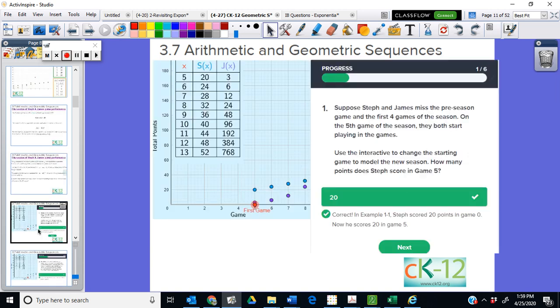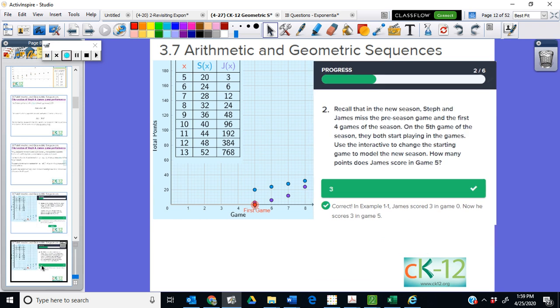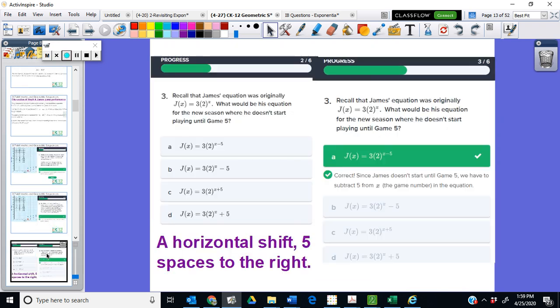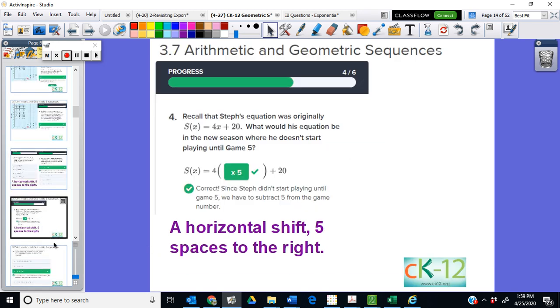Then there are a couple progress questions, and I'd encourage you to look at the graph to help you answer them. So that first one, and then the second one. Here's the third one. Remember those shifts. Because they started 5 games into the season, that means their models are shifted 5 spaces to the right. And again, here's Steph's.